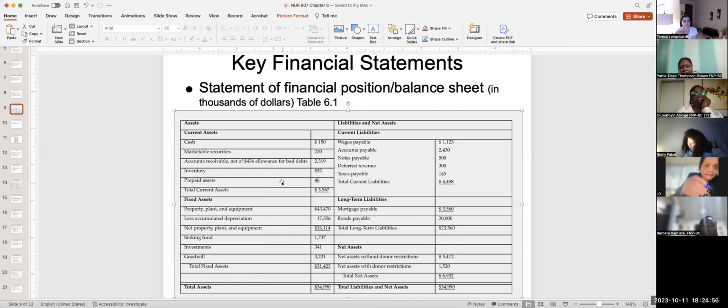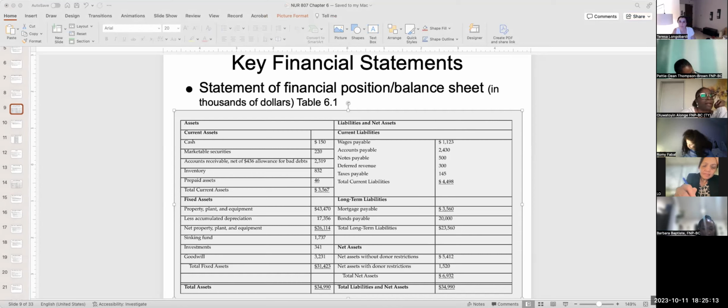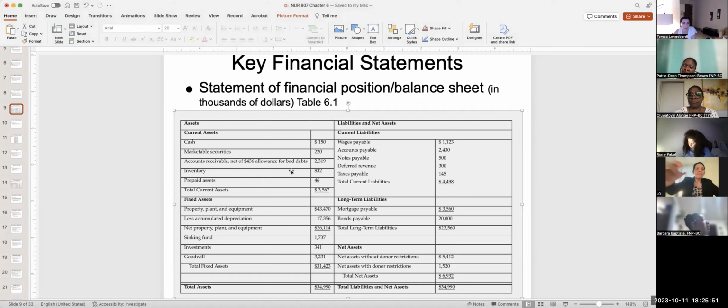Then there's prepaid assets. What are prepaid assets? I said things that you paid for in advance, like your rent. It represents the assets that you have paid for and have not yet used, but will use within one year. Inventory ends up in current assets, just like other prepaid assets, until you use them. Once you use them, they become an expense and clear here and go on the other side.